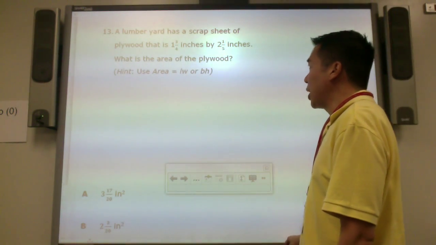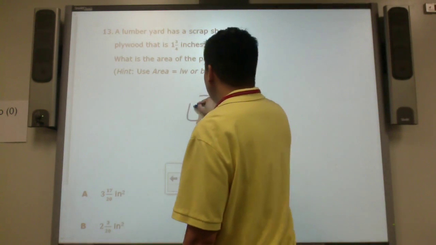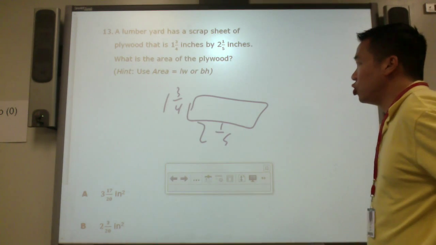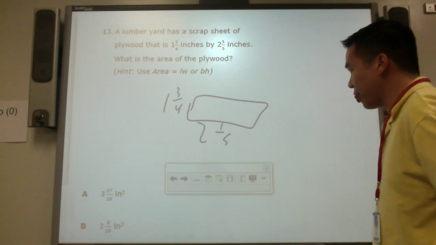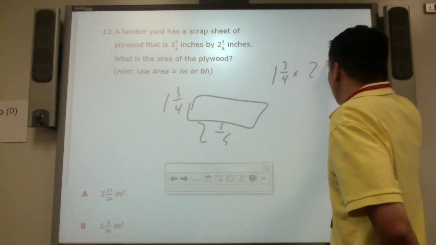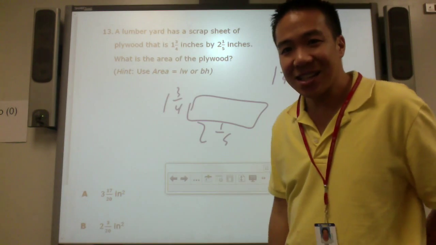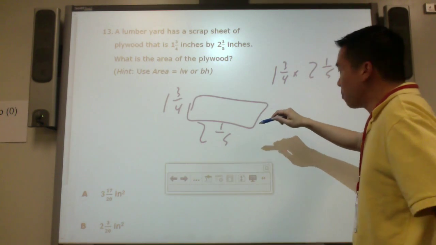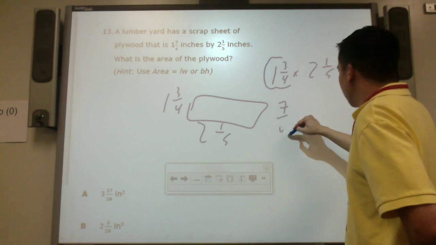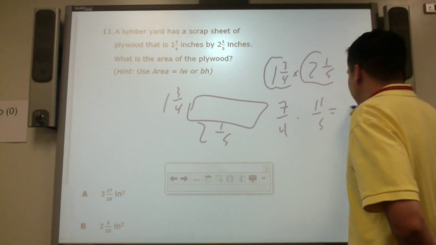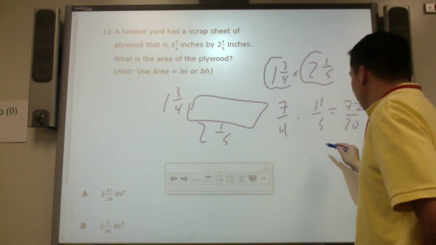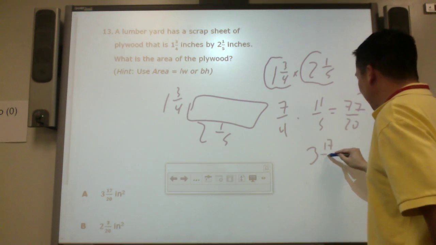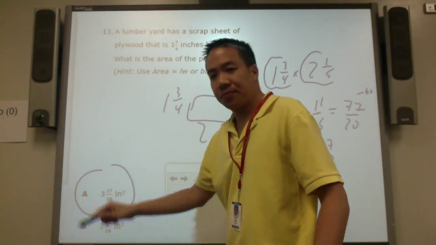13. A lumber yard has a scrap sheet of plywood that is 1 3/4 and 2 1/5 inches. Find the area. To do area, you do length times width. So we're going to multiply 1 3/4 times 2 1/5. You could turn it into a decimal, each one, and then multiply, or we're going to multiply into fraction. Turn this mixed number into an improper fraction. That's 7/4. This is 11/5, and you get 77/20. How many groups of 20 go into 77? 3 groups. That's 60. 17 is the remainder. So 3 and 17/20. A is the answer.